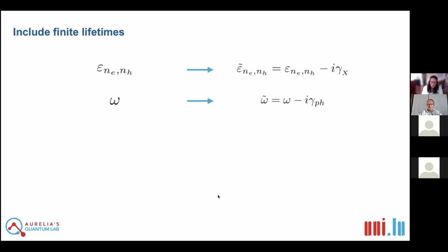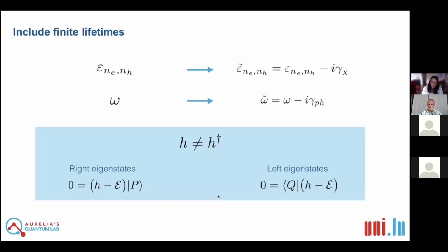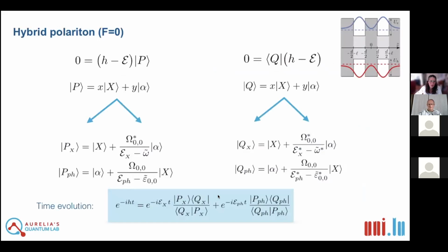For the cavity, we can do the same, in the sense that we can transform the frequency into a non-Hermitian frequency, with gamma ph denoting, taking into account all effects of the cavity. So we end up with a non-Hermitian Hamiltonian that we can diagonalize, and that we can characterize with a right eigenstate for H and a left eigenstate for H dagger. So this is what we'll do now.